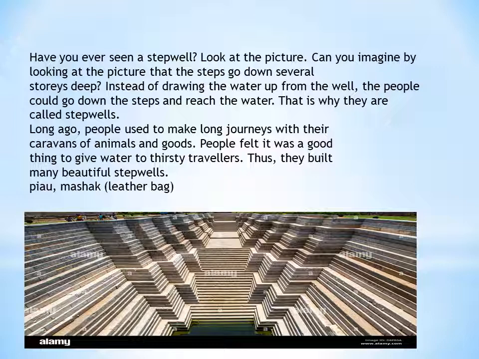Piau, piau. Mashak means leather bag. They used to fill water in these and use it.